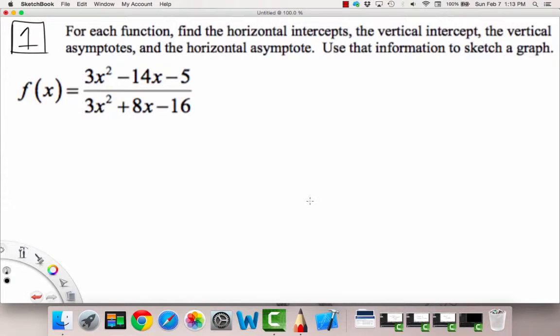Okay, number 1 asks us to find for this function horizontal and vertical intercepts and vertical and horizontal asymptotes, and then we're going to use all of that information to sketch our graph.